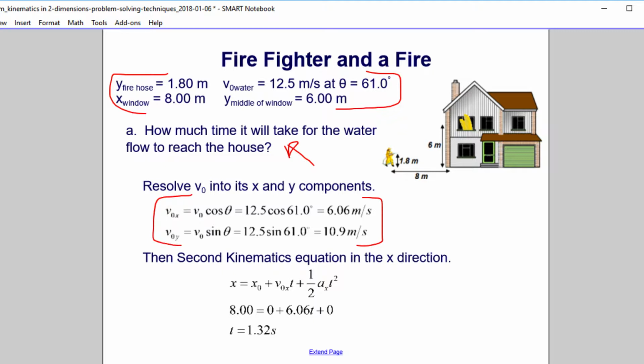To find out how much time it took for the water to hit the house, we have our second kinematics equation, no acceleration in the x direction, and in this case the house is 8 meters away. We're going to call where the firefighter is 0 meters, so that's this number here. Here's the velocity of the water in the x direction, and we find that it takes 1.32 seconds for the water to get to the house. It's a pretty slow flow of water out of the hose.